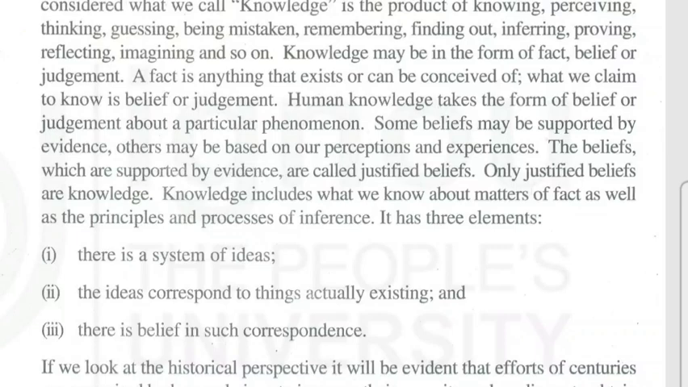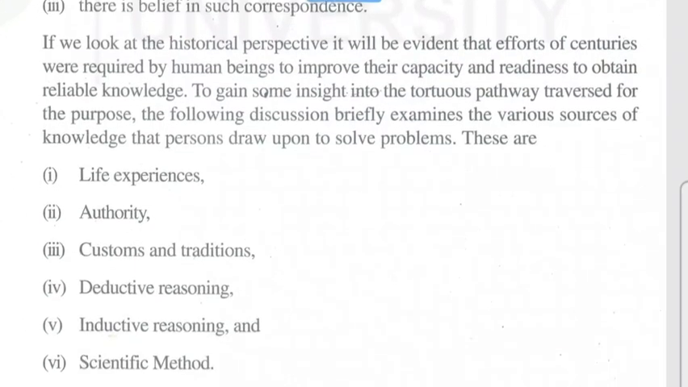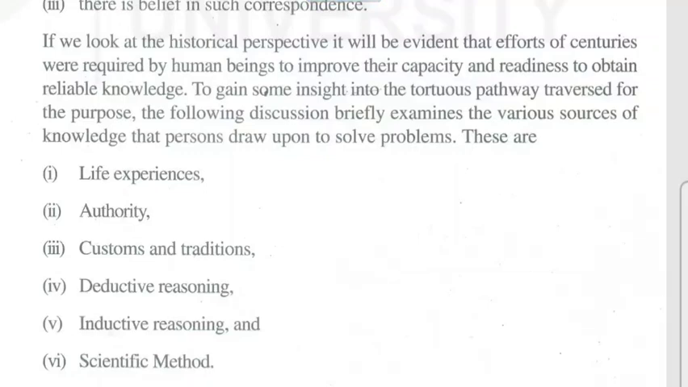Knowledge includes what we know about matters of fact as well as the principles and processes of inference. It has three elements. There is a system of ideas. The ideas correspond to things actually existing, and there is belief in such correspondence. If we look at the historical perspective, it will be evident that efforts of centuries were required by human beings to improve their capacity and readiness to obtain reliable knowledge.